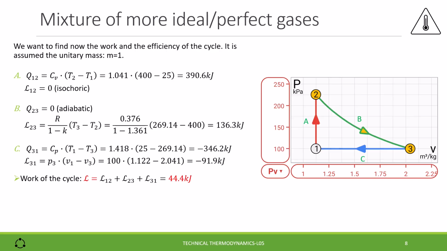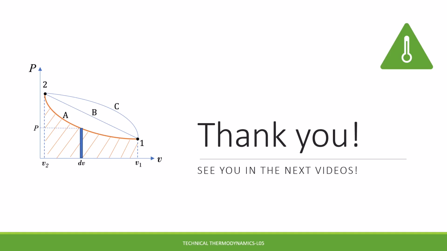The work of the cycle is the sum of the works of all the transformations. We land to 44.4 kJ, and the efficiency is, by definition, the work divided by the given heat Q12, 11.4%.